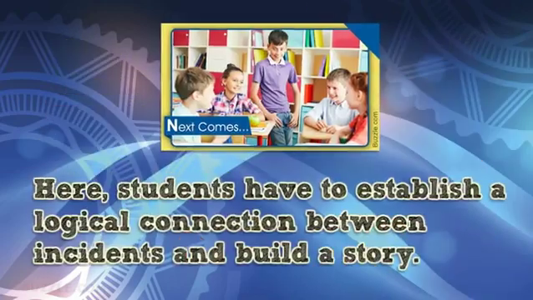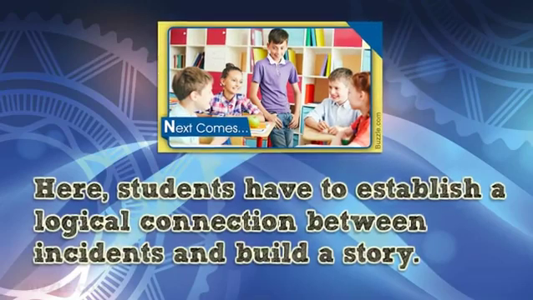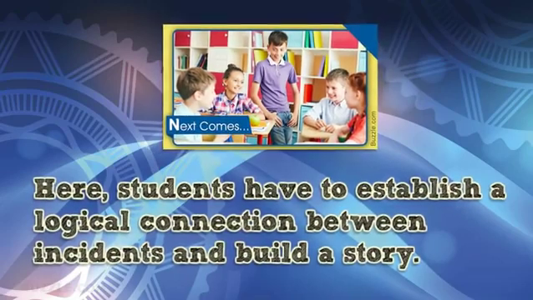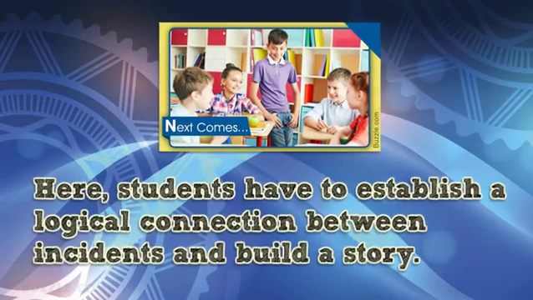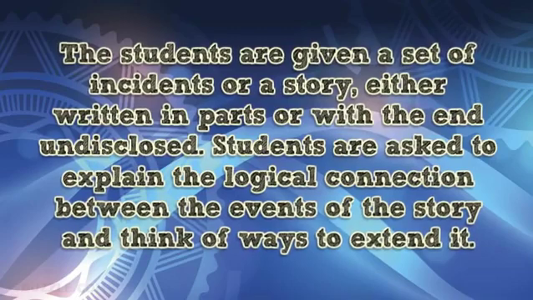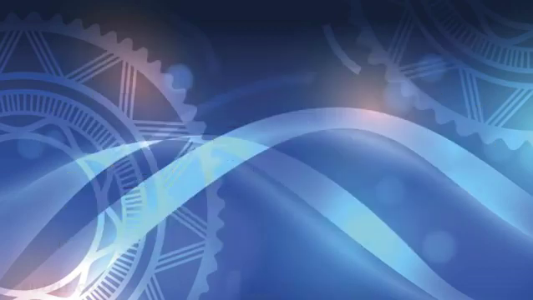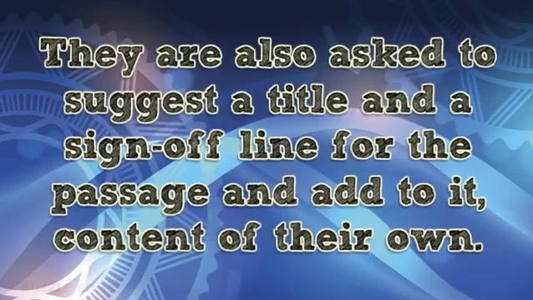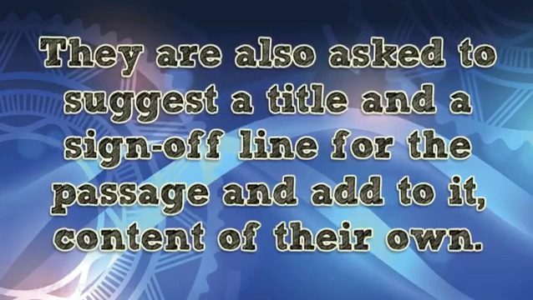For this critical thinking exercise, students have to establish a logical connection between different incidents and build a story. The students are given a set of incidents or a story, either written in parts or with the end undisclosed. Students are asked to explain the logical connection between the events of the story and think of ways to extend it. They are also asked to suggest a title and a sign-off line for the passage and add to it content of their own.